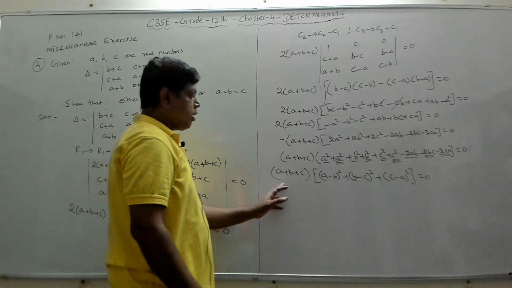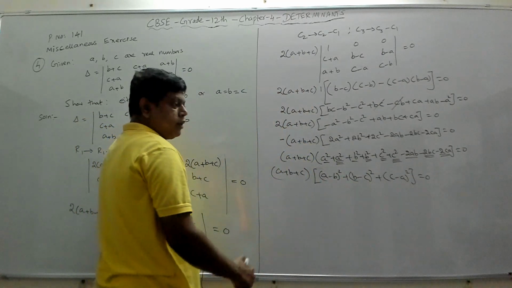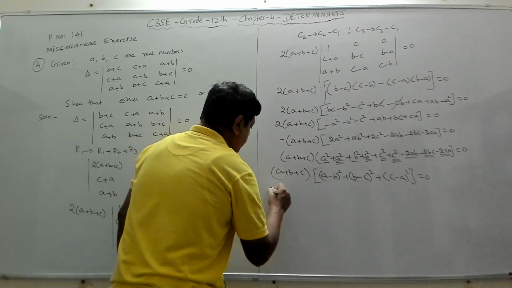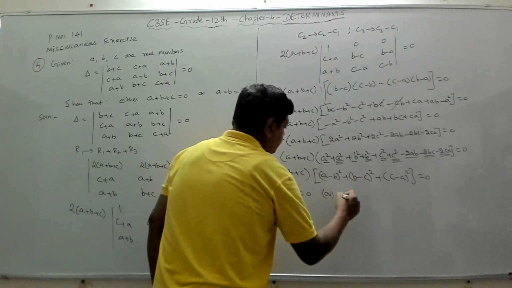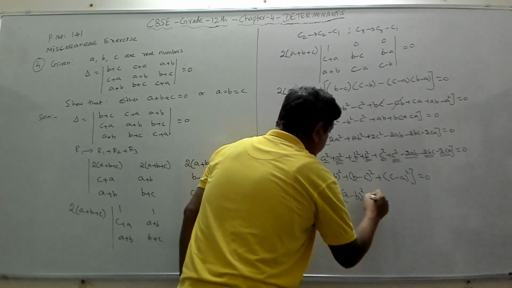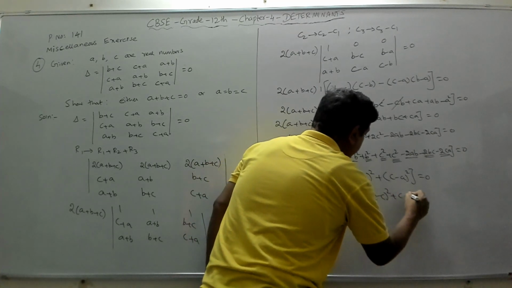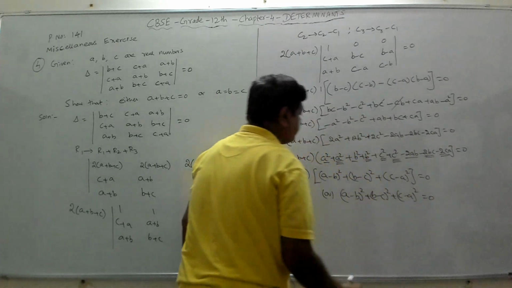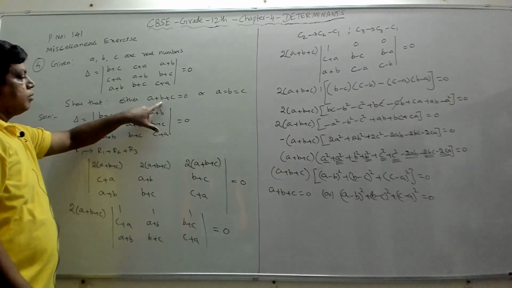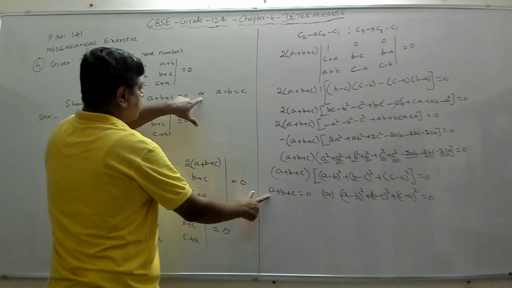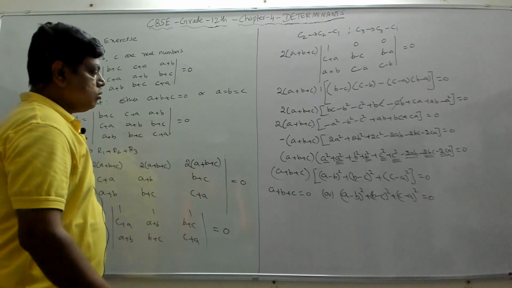Fine. Now the product of 2 numbers equal to 0 means either this is 0 or this is 0, right? This into this is 0, which means a plus b plus c equal to 0, or this should be 0: a minus b the whole square plus b minus c the whole square plus c minus a the whole square should be equal to 0. Now when a plus b plus c equal to 0, we got this, or we should get here, this should give you a equal to b equal to c. Now, so I will again write here.